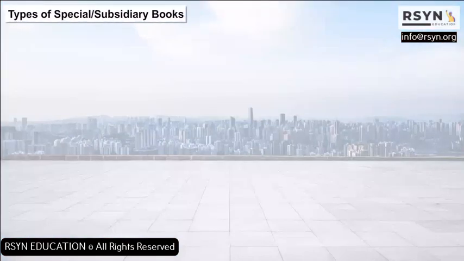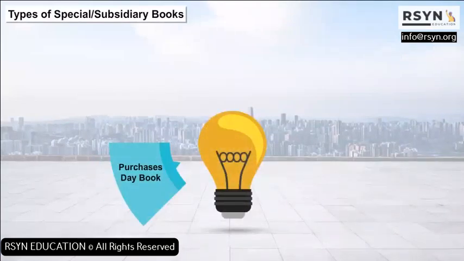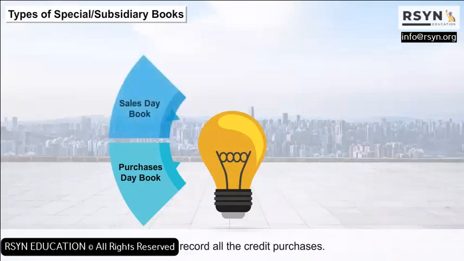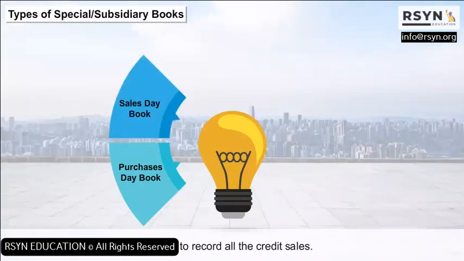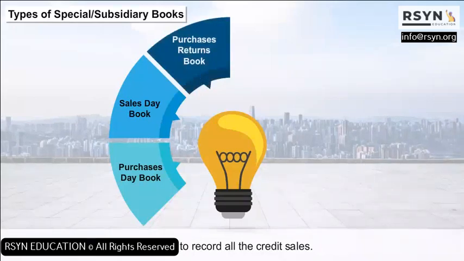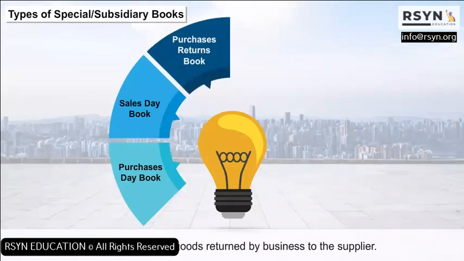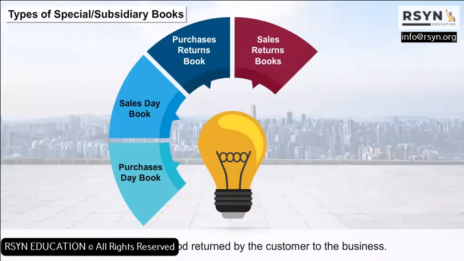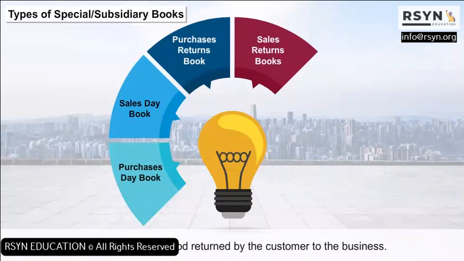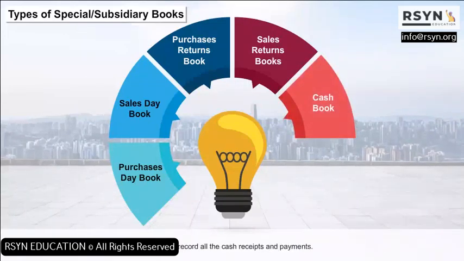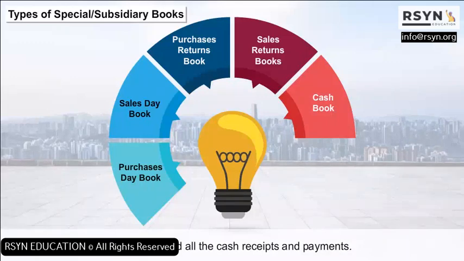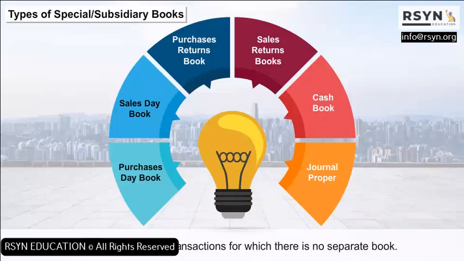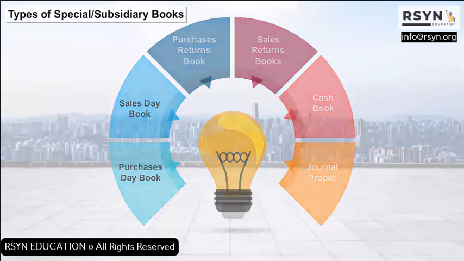Types of special or subsidiary books. Purchases Day Book, used to record all the credit purchases. Sales Day Book, used to record all the credit sales. Purchases Returns Book, used to record all goods returned by business to the supplier. Sales Returns Book, used to record all goods returned by the customer to the business. Cash Book, used to record all the cash receipts and payments. Journal Proper, used to record those transactions for which there is no separate book.